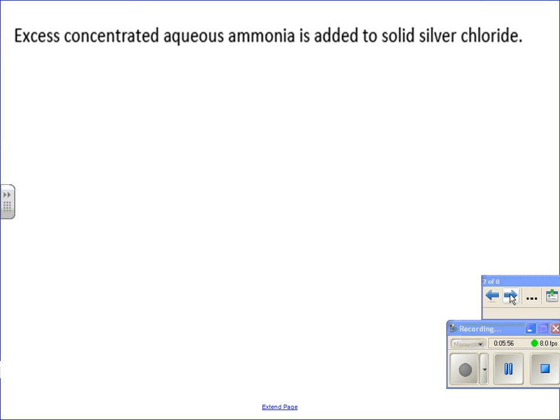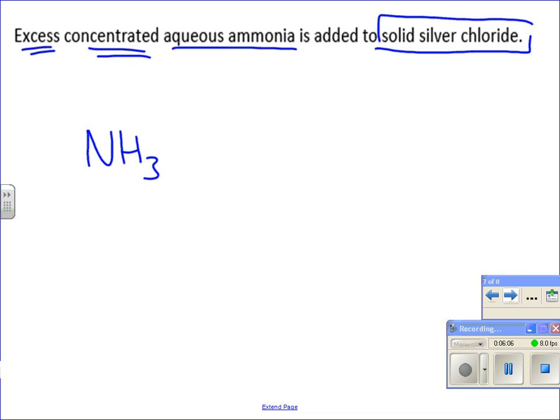If you look right here, excess aqueous ammonia. So ammonia is NH3. The fact that it's excess and concentrated means it's going to surround somebody. We have solid silver chloride. So I show it as AgCl as a solid. Who's it going to surround? It's going to surround Ag. The charge on Ag is +1.